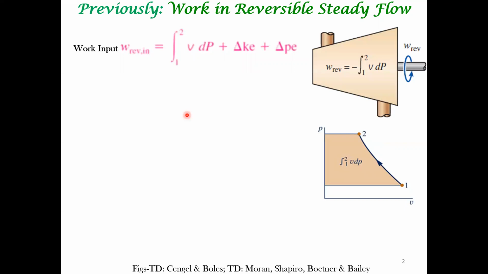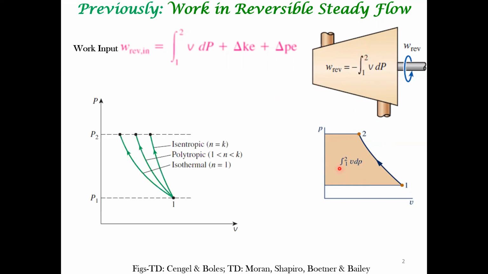In many cases, the change in kinetic energy and change in potential energy is much less compared to this particular term, so these can be neglected. So we end up with just this term. Okay, so this is the work output, this is the work input expression. This also points to the importance of specific volume in work interaction.